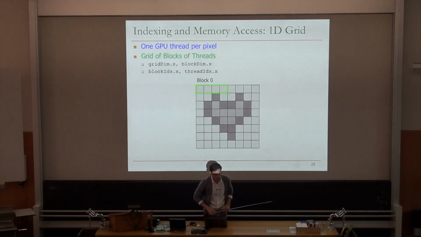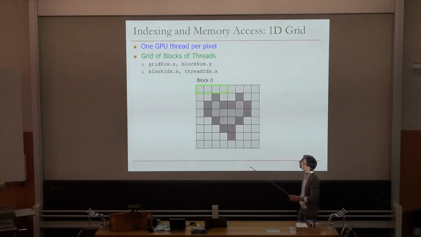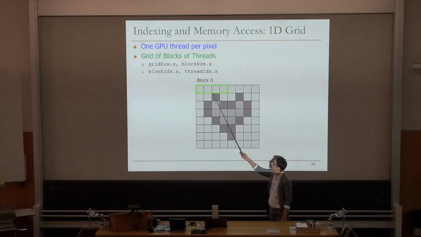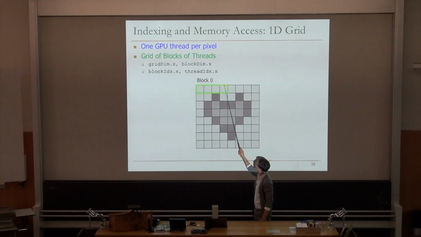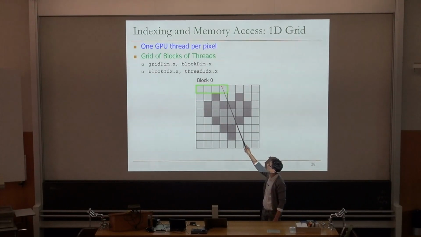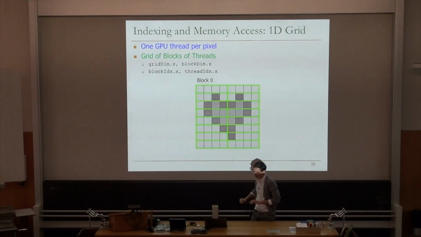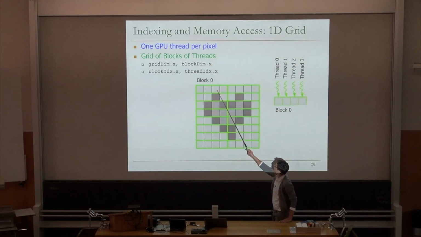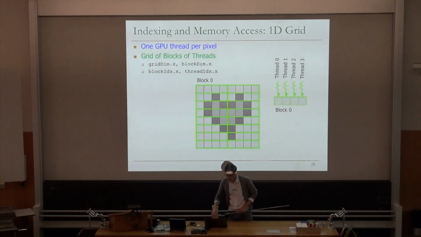So if we have one image, and as I said, we are going to assign one thread per pixel, or one pixel per thread, what we will do is assign all these pixels here to the threads that belong to different blocks. So for example, the threads belonging to block 0 are going to be working with these pixels here. The rest of the blocks are going to be working with the rest of the pixels. And if we go into detail on this block 0, we have it here. What we do is assign threads 0, 1, 2, 3 to these 4 consecutive pixels.